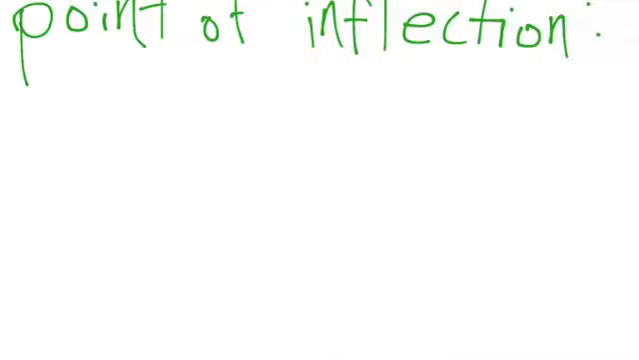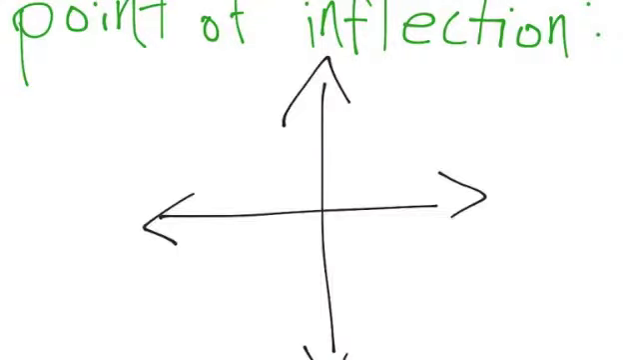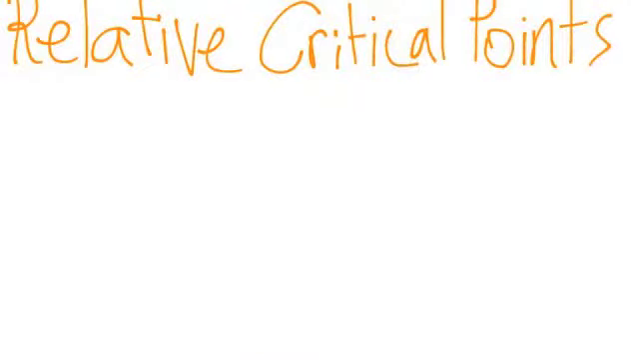When the curve of the graph changes, the point is called a point of inflection. This is often represented in cubic functions. Sometimes there will be relative maximums and relative minimums, that is, maximums and minimums that are in a certain section of the graph, but not necessarily the entire graph.